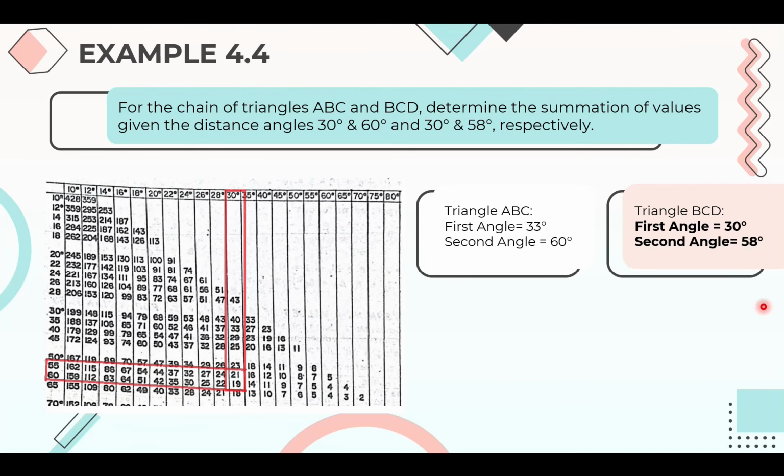And then our second triangle BCD, we have angles 30 degrees and 58 degrees. We see here we have 30, easy. And then we go down, but we don't have 58. We don't have a value for 58 here, but we know that 58 is somewhere between 55 and 60. We will do the same thing. Again, we perform this calculation in our calculators and then shift solve, we will get a value of 19.8.